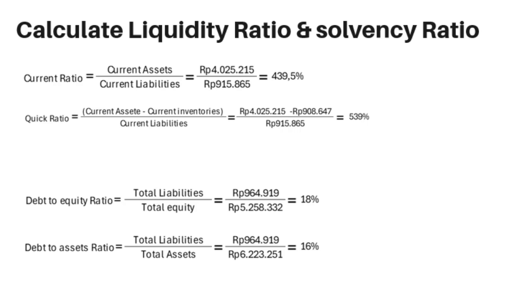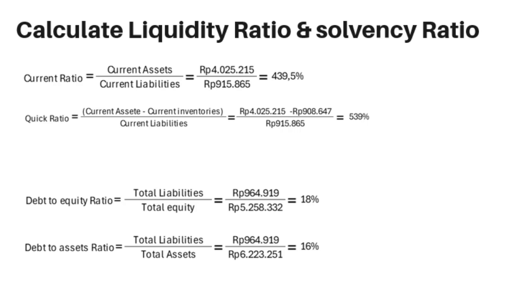After that, the solvency ratio. The solvency ratio has two types, the first is the debt to equity ratio. Debt to equity ratio is total liabilities divided by total equity. In the example, for Cimory, the debt to equity ratio is 18%. A lower debt to equity ratio suggests less reliance on debt financing.